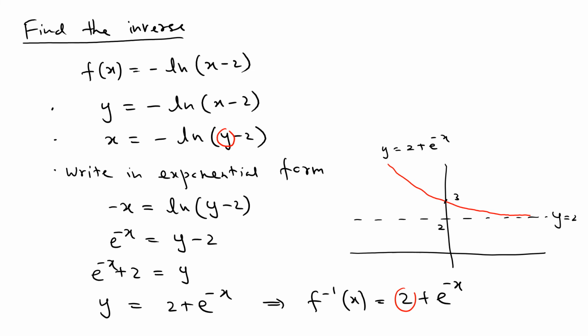Good. And then if you draw both graphs in the same one, you can see what kind of graph we get. So there was the y equal 2 horizontal asymptote, and then the other graph, the log graph, was going like this.